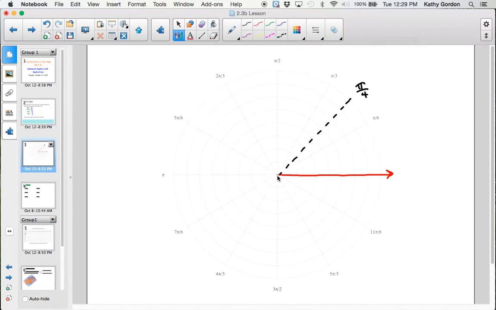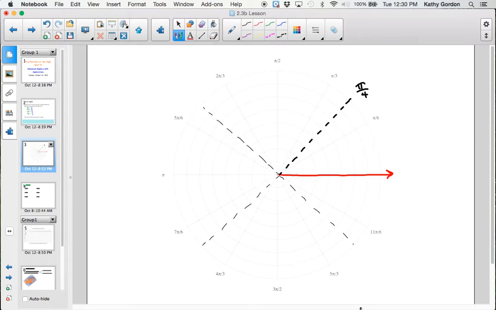Okay, and then we need to do that in the other quadrants as well. So I'm going to split right down the middle of the 3 and 6 multiples here, and split right down the middle of the 3 and 6 multiples there. When I say 3 and 6, I'm talking about the denominator. Okay?